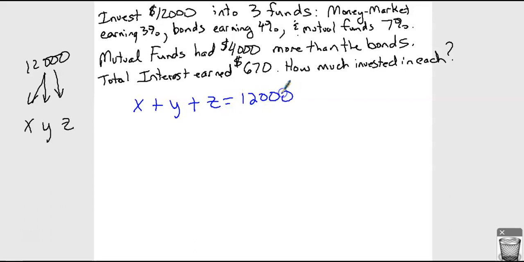That's your first equation. Now, it says money market funds are earning 3%. So let's call this my money market. Okay, so I know this is 3%.